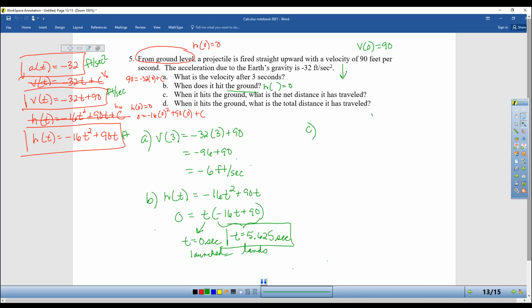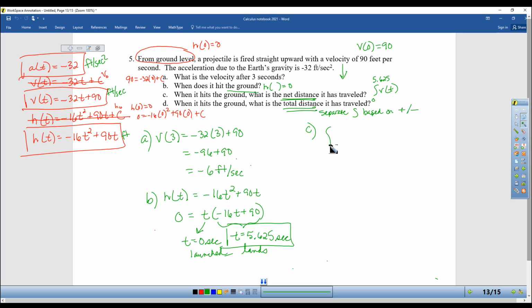Part C. What is the net distance? Net distance is always the integral of the velocity over the given time. So from 0 to 5.625, I can tell you what its net distance was when it hits the ground. For its total distance, you're going to have to separate the integrals based on positive and negative. So they have to be done separately.